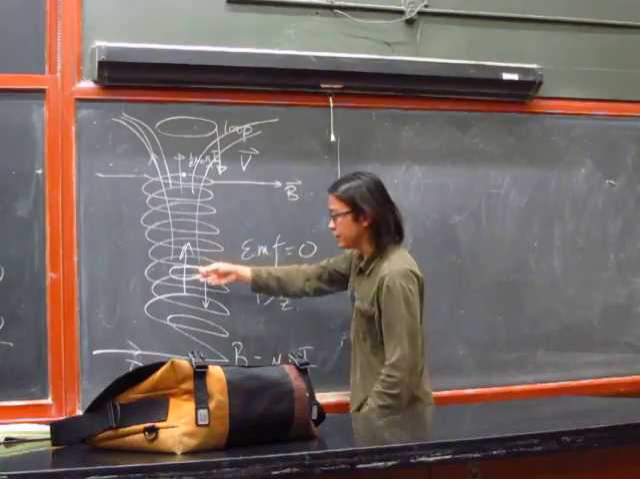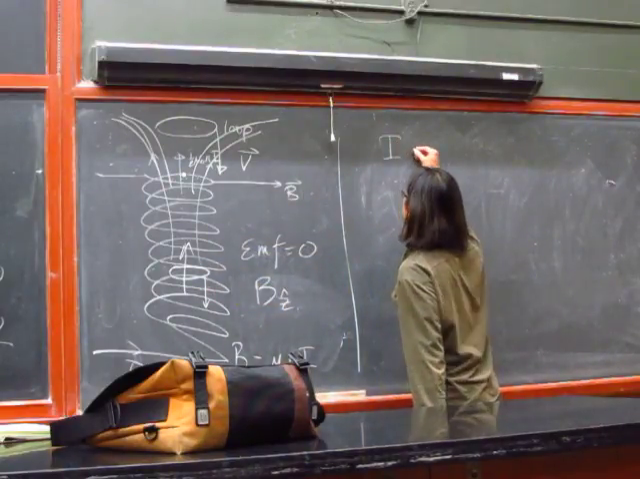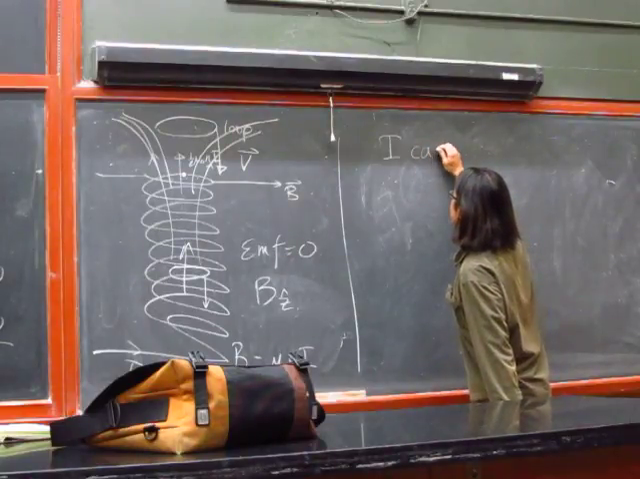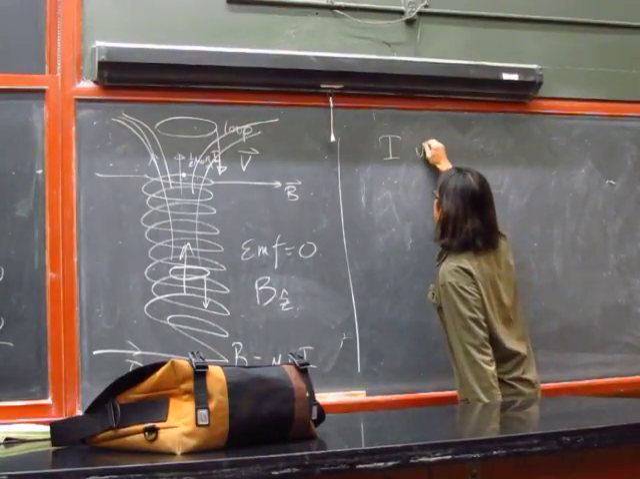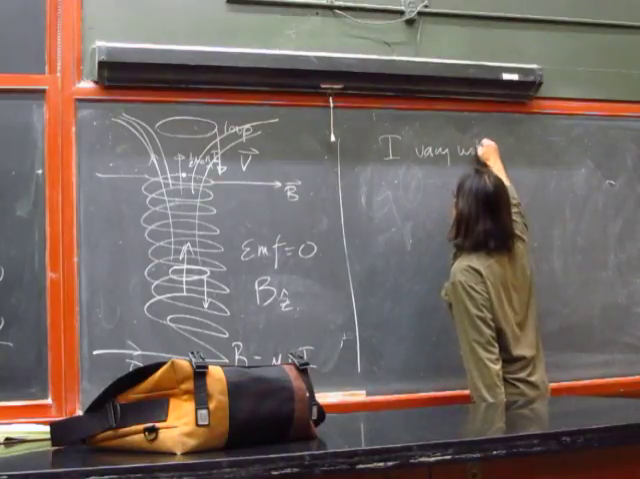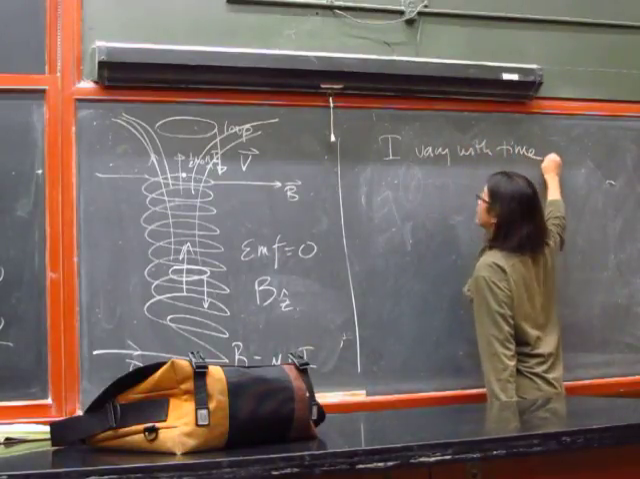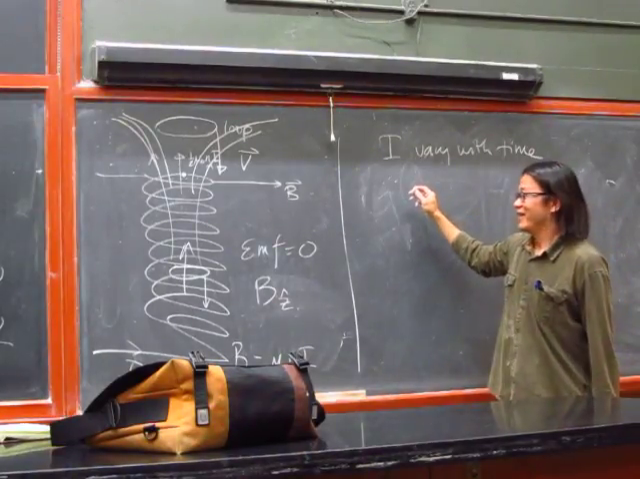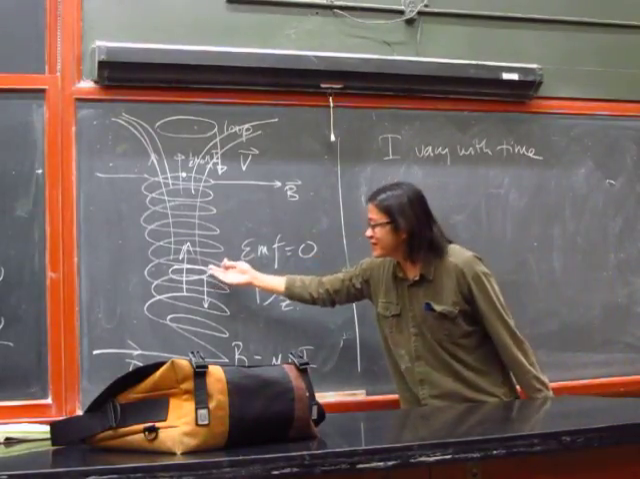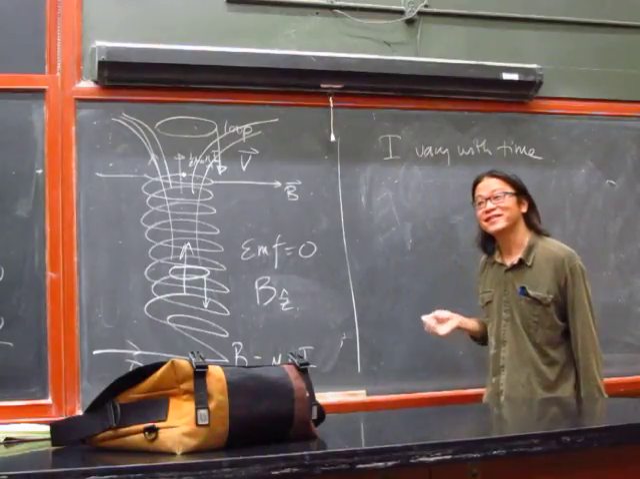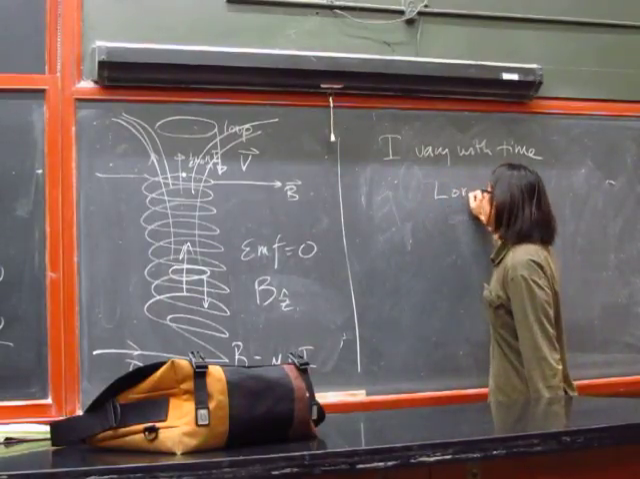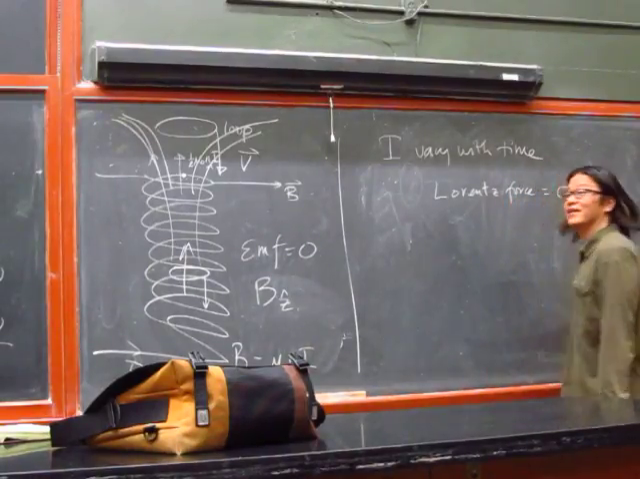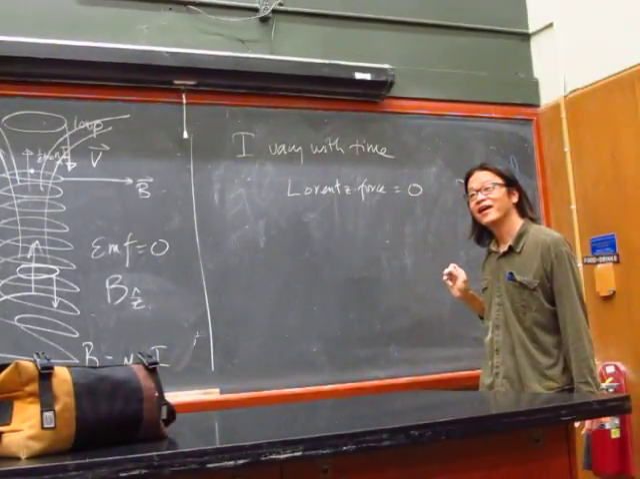I can change the current. I can have a varying current. You know this from maybe your high school physics. I vary with time. But still, there is no Lorentz force. Lorentz force is still 0.